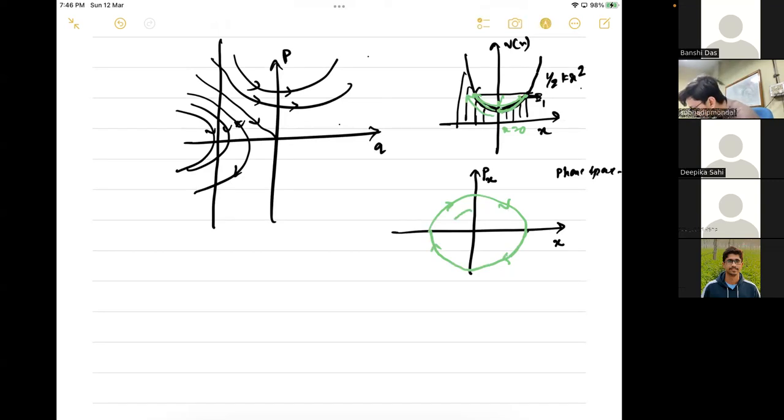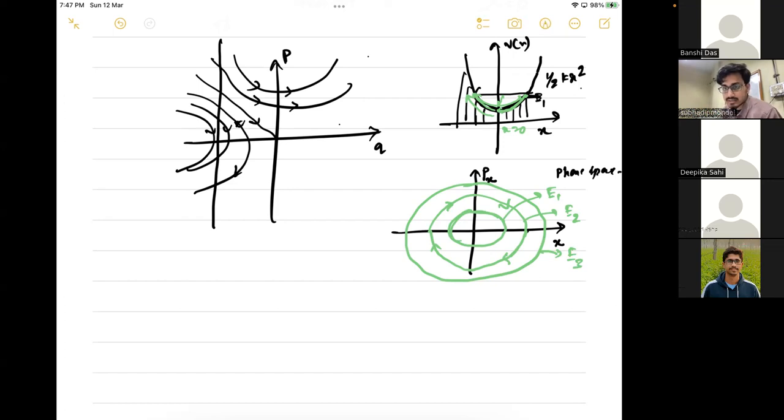So it will be elliptical, and all these cases are for different energies. Let's say this is E1, this is E2, this is E3, like this. Got it, Anjali? Yeah, clear.